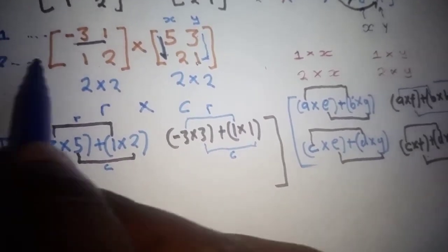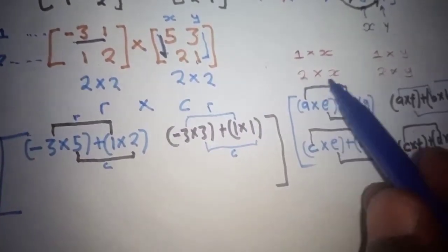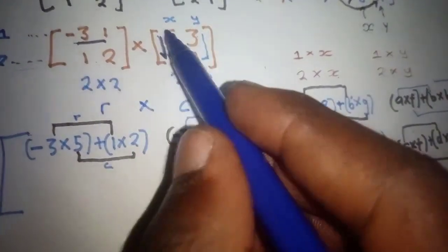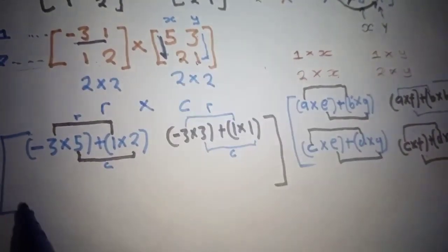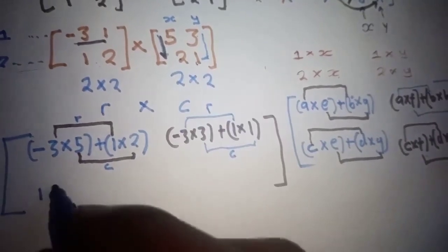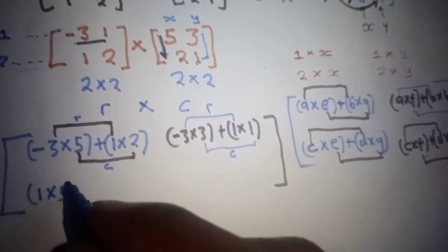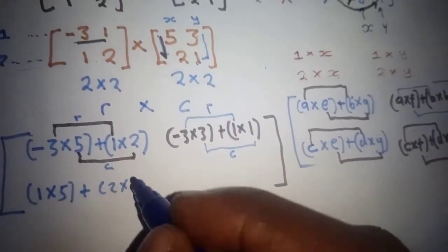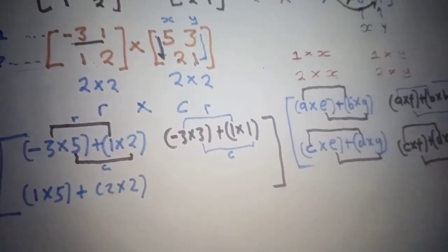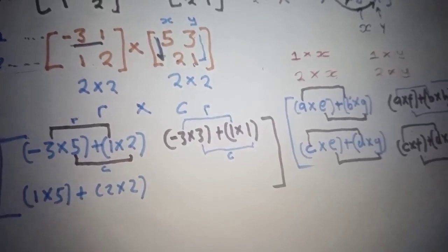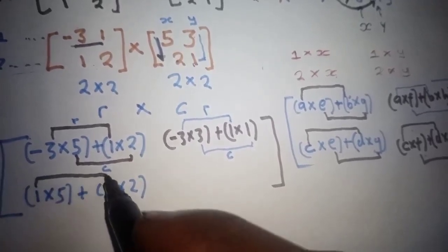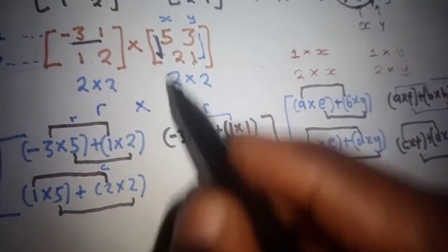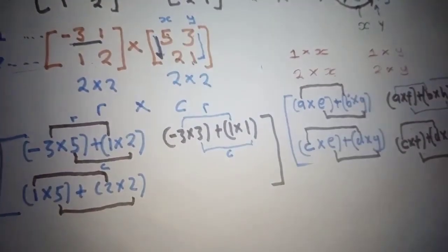So again you go down here. We say row 2 times column X, so 1 will go with 5, 2 will go with 2. It's very simple. You say 1 by 5, plus 2 by 2. It's important to check: your row must be 1 and 2. Have you seen 1 and 2? Your column must be 5 and 2. Have you seen 5 and 2? You know you're doing the correct thing.